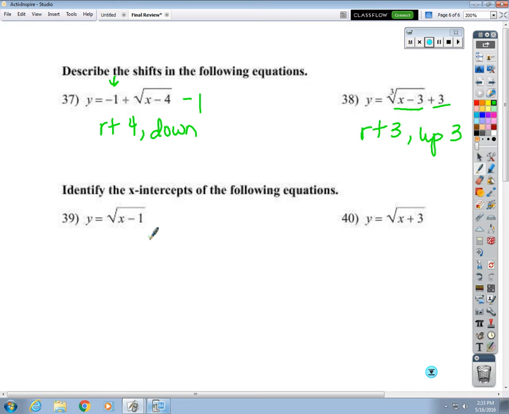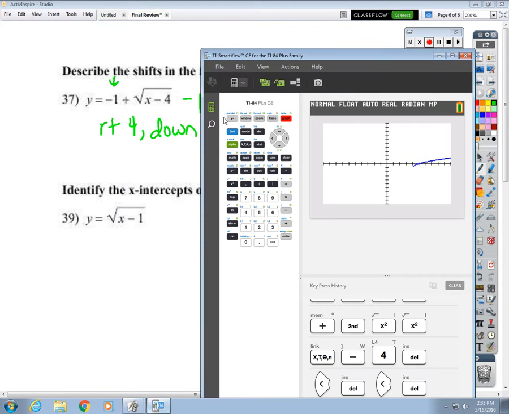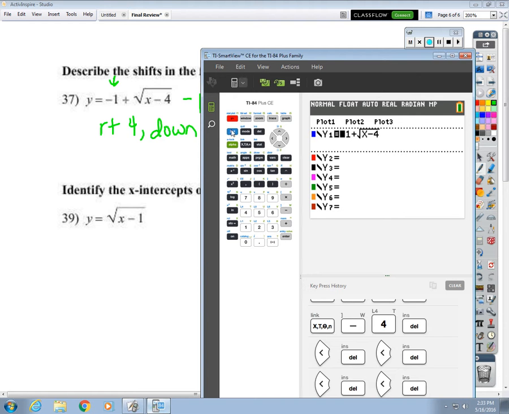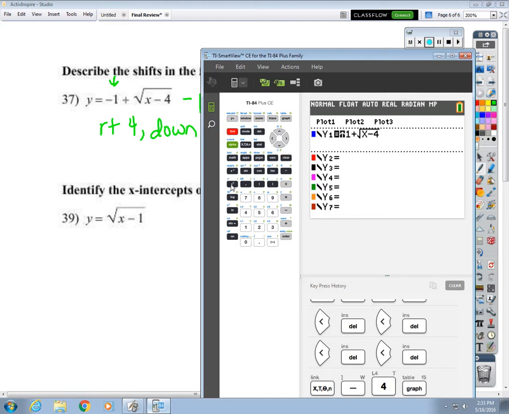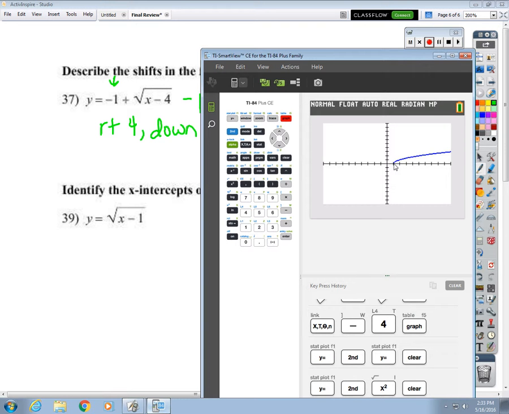Okay, number 39, identify the x-intercepts. What is an x-intercept? Right, where it hits or crosses through the x-axis. So couldn't we just graph it and see? What is that x minus 1 under the radical going to do to the graph? Right, it's going to shift it right 1 unit. Okay, it shifts it right 1. So where's the x-intercept? 1, 0.